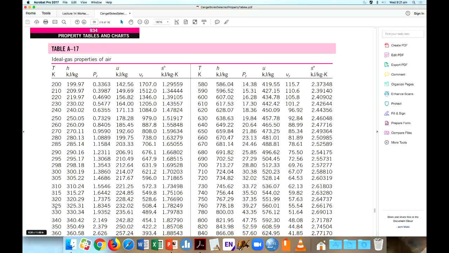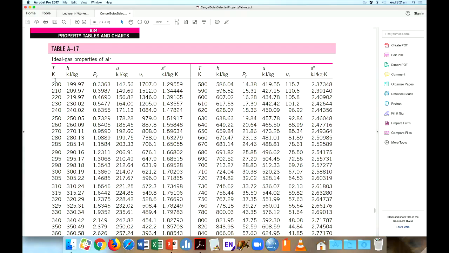Ideal gas properties of air. The main driving column is temperature, and it's also our main goal. Usually when we're trying to analyze one of these processes, we're interested in what's temperature 2 or what's enthalpy 2. So we know temperature 1, we know, for example, whether it's an isentropic process or not, and so our goal is to find what's the state at 2.